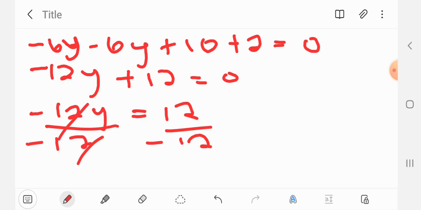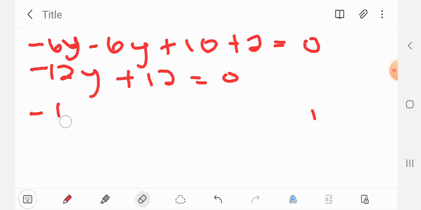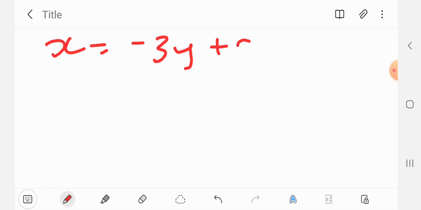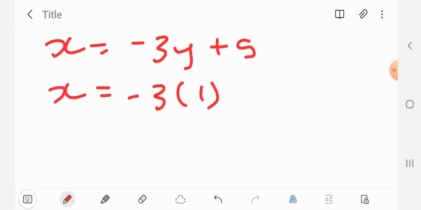This negative 12 is also negative, so we will get that y equals 1. Write this step down so that I can show you how to get x. So we are going to go back to any of the equations, substitute y to get x. So we will use the one that says x equals negative 3y plus 5. So x equals negative 3 into 1 plus 5.